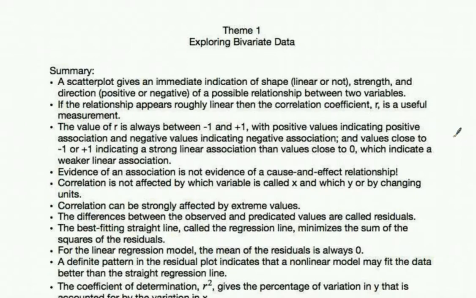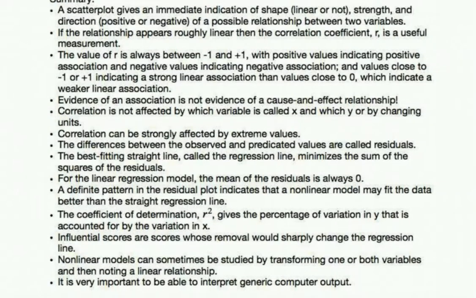Evidence of association is not evidence of cause and effect relationships, so that's one of the biggest important things about this section. Correlation is not affected by which variable is called X and which is Y, or by changing the units. Correlation can be strongly affected, however, by extreme values. The difference in your observed and your predicted values is called your residuals. Remember, you always find them by saying observed minus predicted.